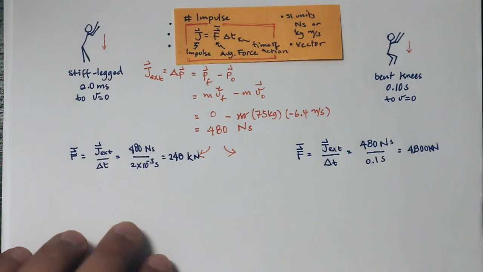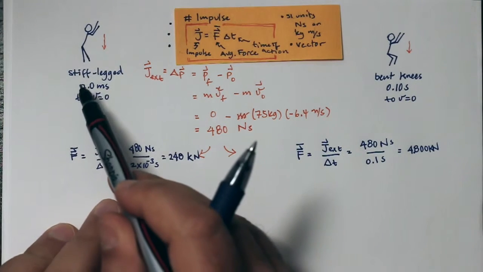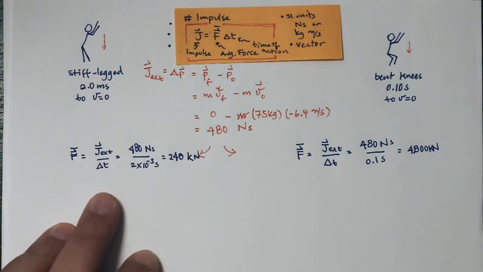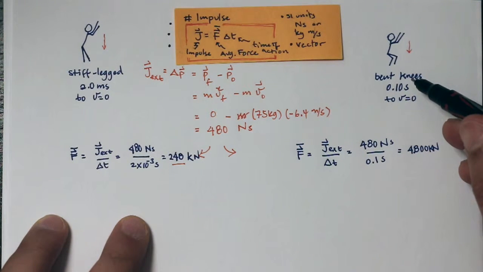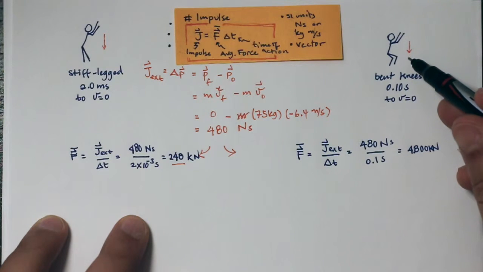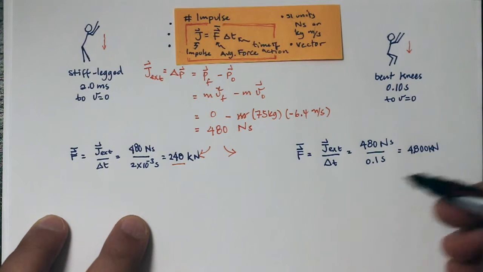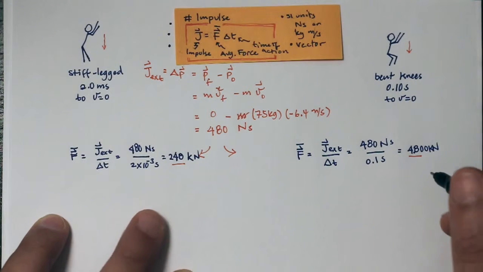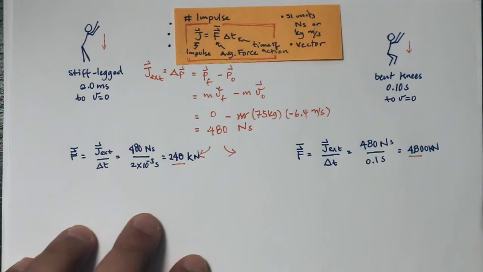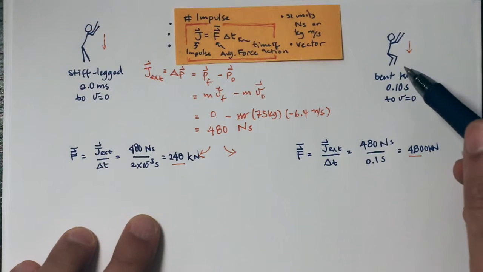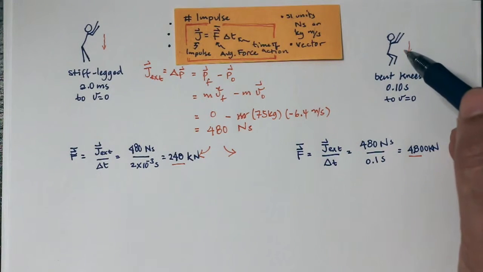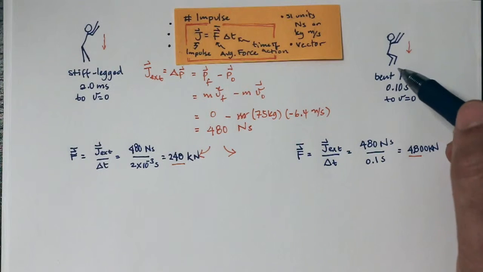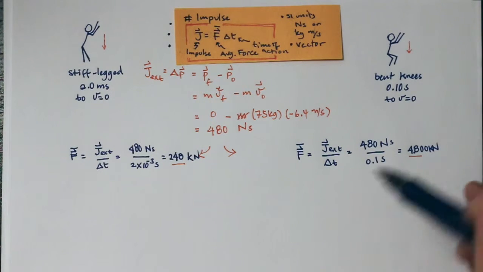So you see right away that when you have a stiff leg, because the time is so short, the force is huge compared to when you bend your knees and you absorb that, you make the force act for a longer time. So the average force then would be smaller, 4.8 kilonewtons compared to 240 kilonewtons. So if you don't want to do any damage to your knees, I would recommend bending them. And you don't bend them, of course, before you hit the ground. As soon as you hit, you start bending, so you make the force act for a longer time.